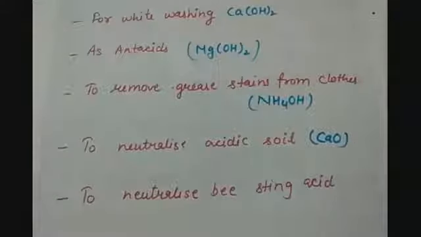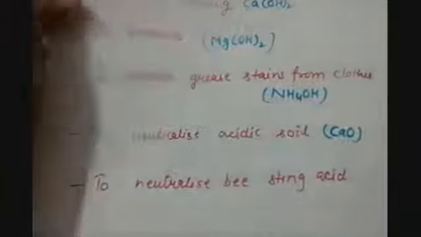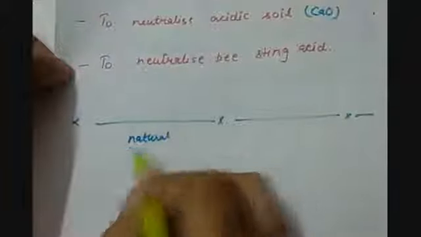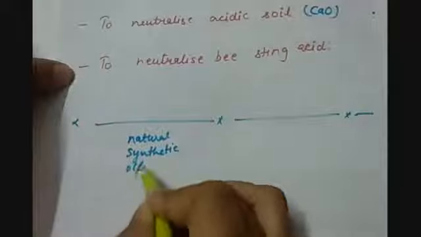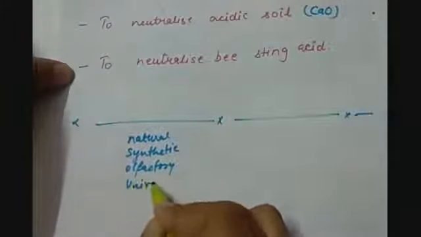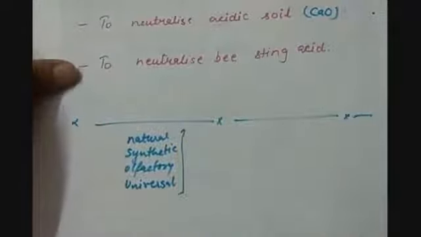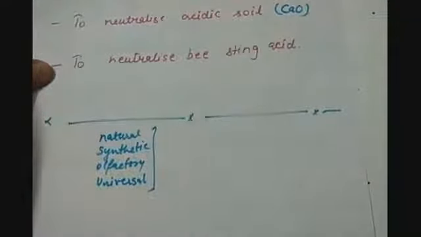We have studied the indicators, the types of indicators. We have seen natural, synthetic, olfactory and universal indicators. So in indicators, we have studied the types of indicators, what the indicators are, and how they help to identify the nature of the medium.